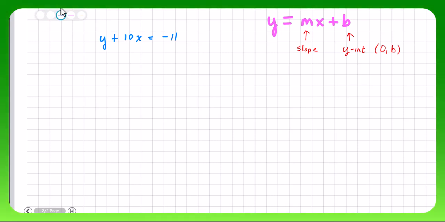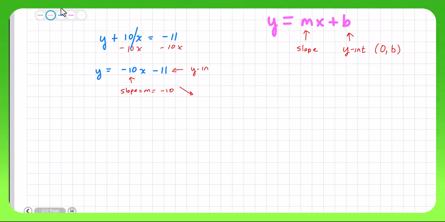So back over here, all I have to do is solve this for y, and I can move this to the other side, right? So I end up with y equals negative 10x minus 11. So I know in this case that the slope, which is m, is negative 10. Remember, when the slope is negative, this line will be going down, and then the y-intercept would be (0, negative 11). So I could graph this fairly quickly.